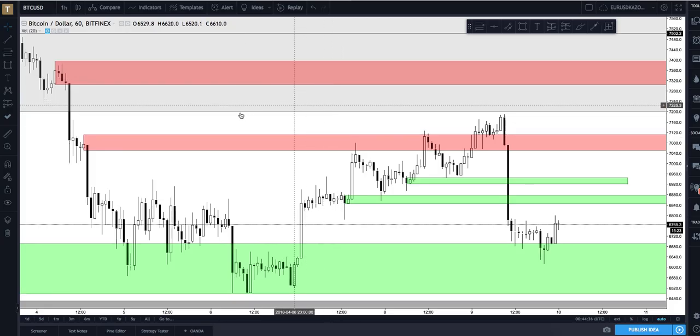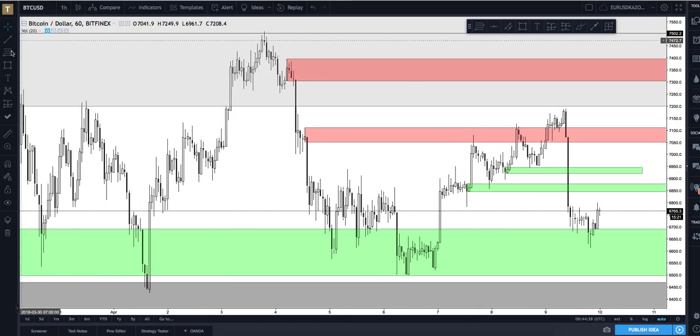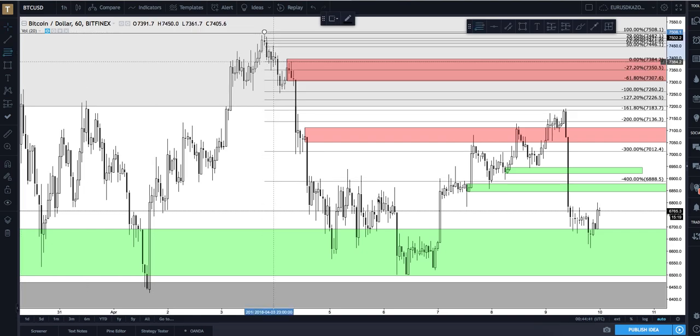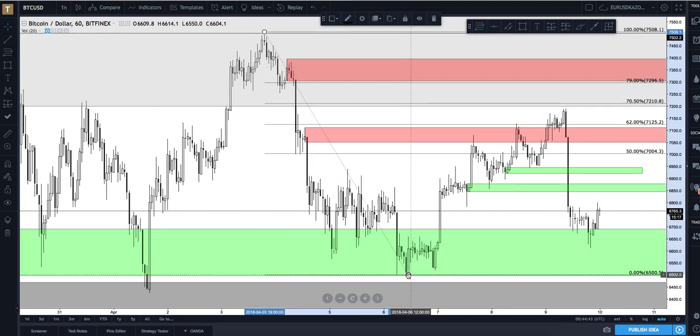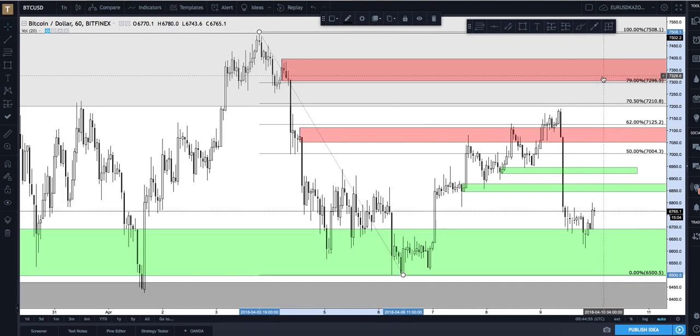Might as well do it on the chart. From here down to here. The 79% retracement is right here. 62%, 70.5. These are all within and in line with these order blocks for a larger swing short.